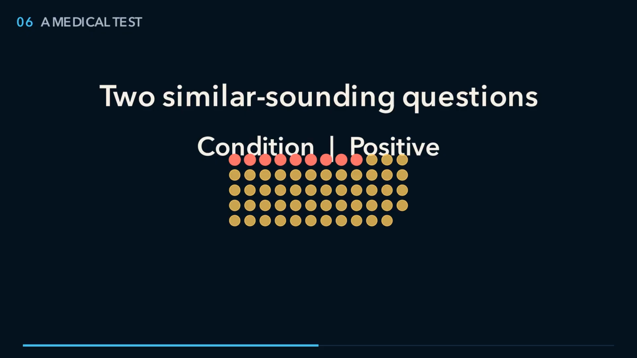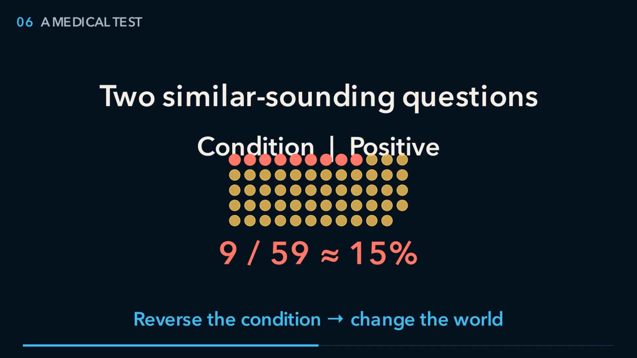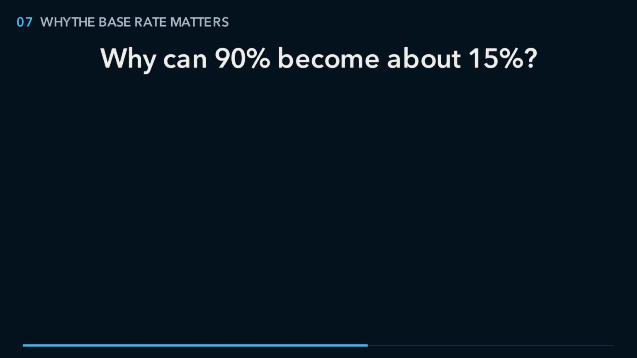This time we filter to everyone who tested positive. There are 59 of them, 9 true positives and 50 false positives. Only 9 of those 59 actually have the condition, about 15%. The same two labels appear, but reversing the condition changes the filtered world, so it changes the answer. That 15% can feel surprising, so look at the picture instead of arguing with the number.